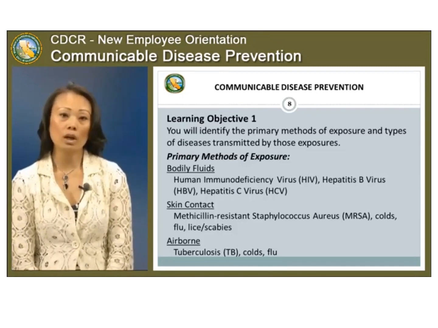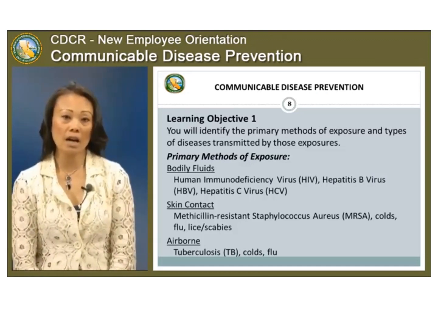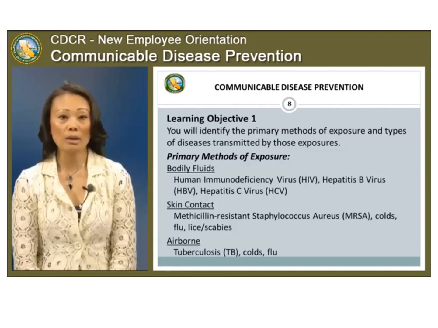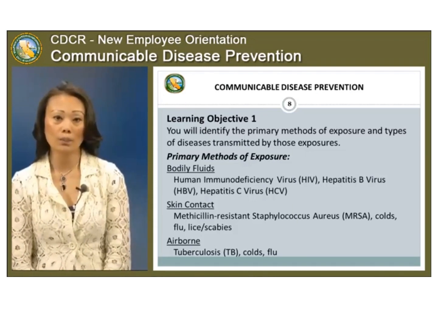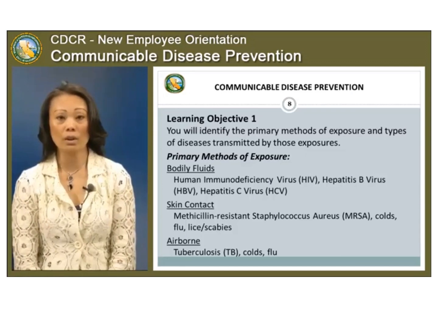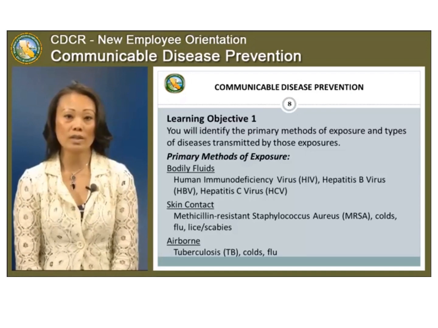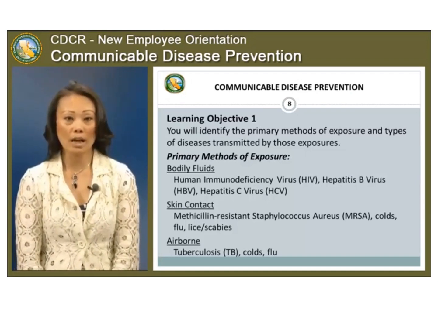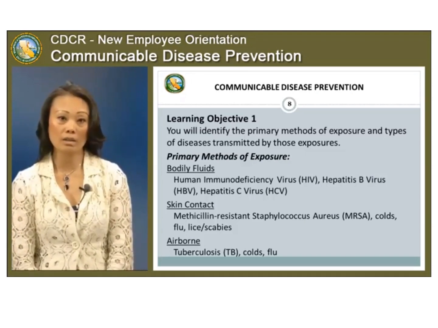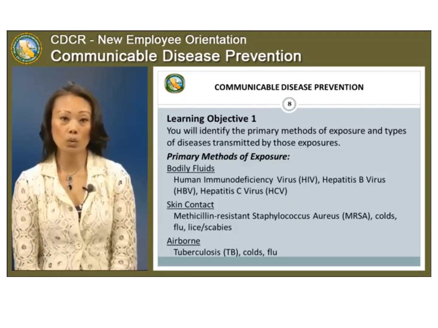The third example of a disease transmitted through bodily fluids is hepatitis C virus, or HCV, which is a virus that attacks the liver in which 80% may become chronically ill. Examples of skin contact disease include methicillin-resistant Staphylococcus aureus, also known as MRSA, which is a staph infection resistant to treatment, and lice or scabies, which are insects that carry diseases found in inmate living areas. Examples of airborne diseases include tuberculosis and colds and the flu.